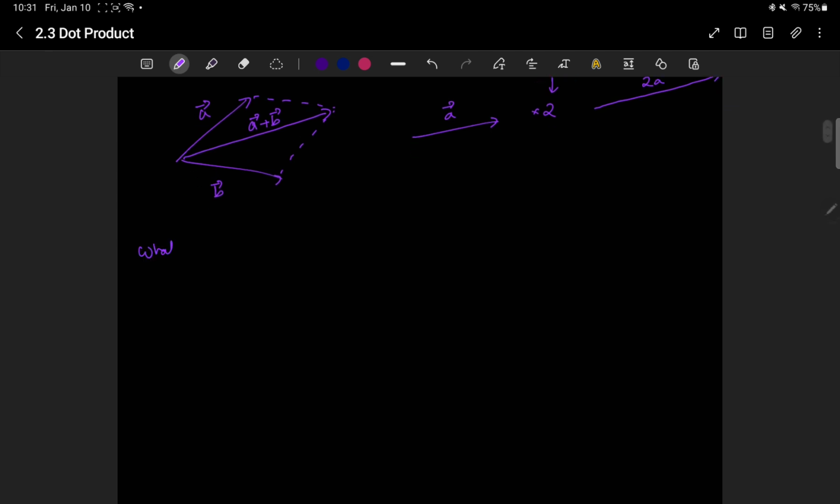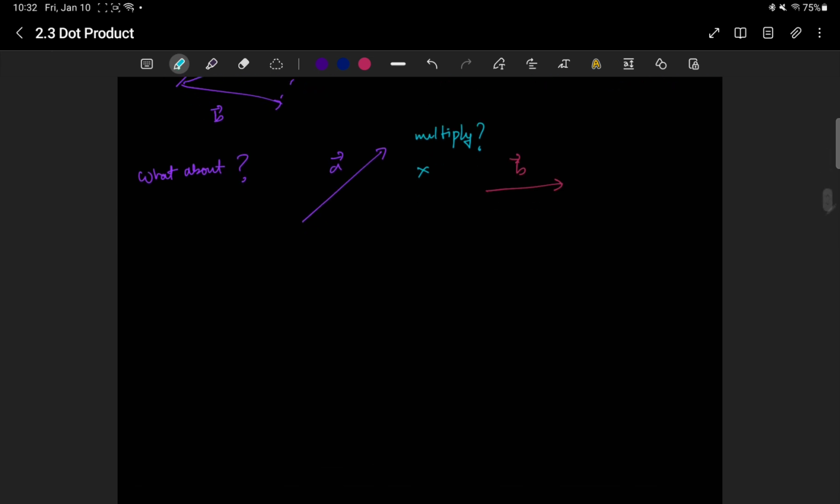But what about the next natural operation, which is if I take a vector A and I take another vector B, and my question is multiply. What would that look like? How can I multiply an arrow with another arrow? Right, that question is sort of difficult to answer because multiplication is not very well defined in this case. There's no intuitive way in which this can be done. So it turns out there's going to be two different ways in which we can take products for vectors.